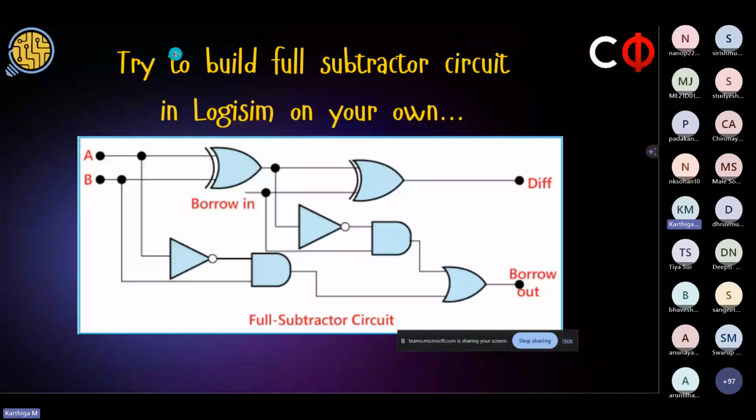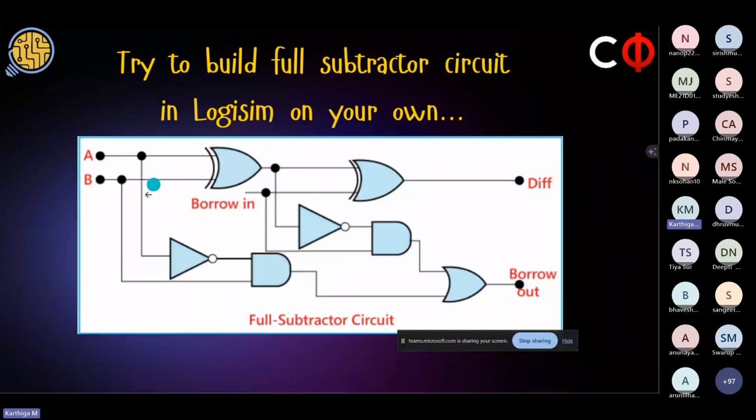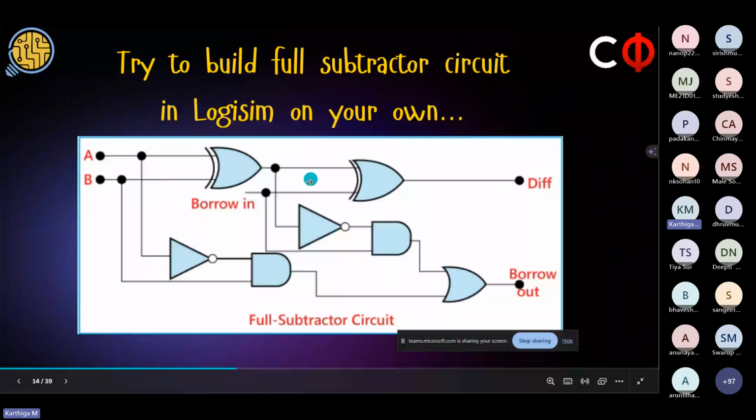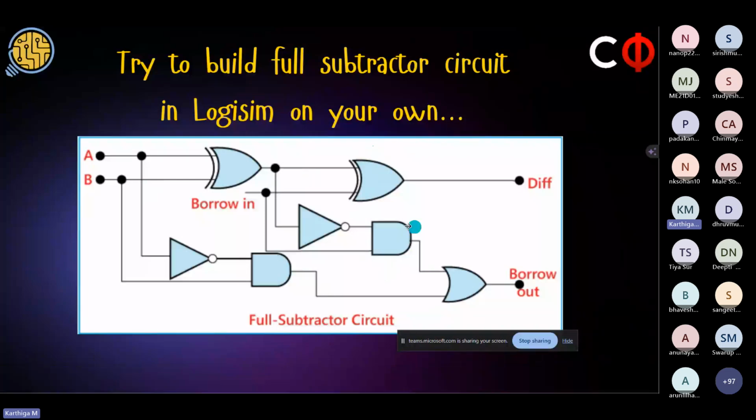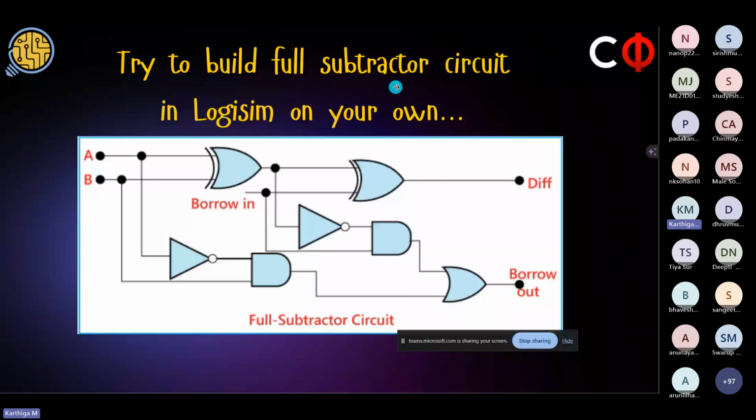You can try to build a full subtractor circuit in Logisim on your own. This is the final circuit that I've given to you as reference. You can try to build it on your own and check it out. It's very easy. Again, you can see this is nothing but a half subtractor. This is another half subtractor, made of an XOR gate, NOT gate, and AND gate put together. And when you put two half subtractor circuits together with an OR gate, you get a full subtractor.